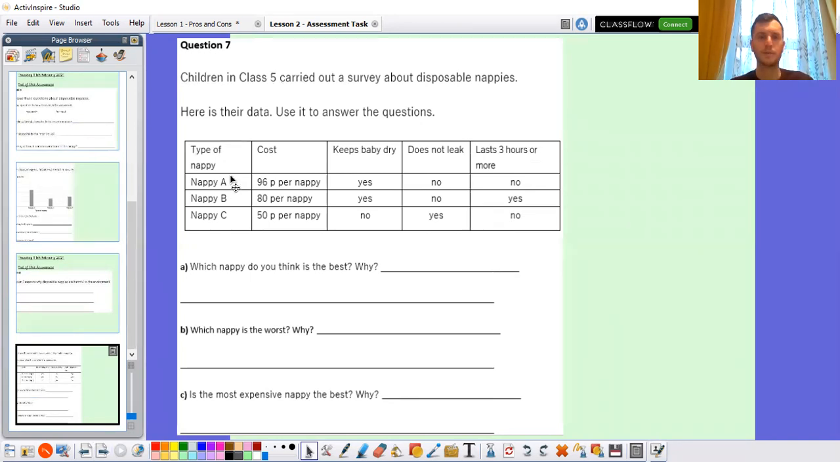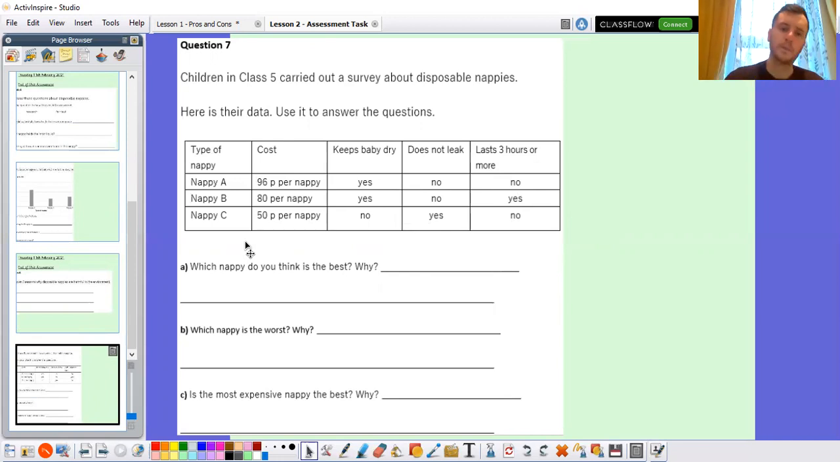So let me read some of it to you. Along the top, we have types of nappies, and we can see there's nappy A, nappy B, nappy C. Then we have the cost. Nappy A costs 96p per nappy, nappy B is 80p per nappy, and nappy C is 50p per nappy. Does it keep the baby dry? Nappy A does, nappy B does, nappy C doesn't. Does it leak? Nappy A does leak, nappy B does leak, nappy C doesn't leak. And does it last 3 hours or more? Nappy A doesn't, nappy B does, nappy C doesn't.